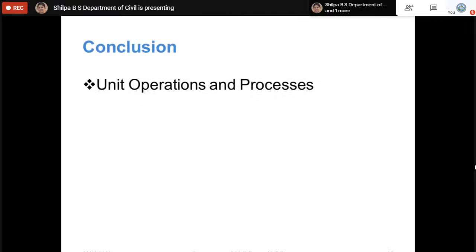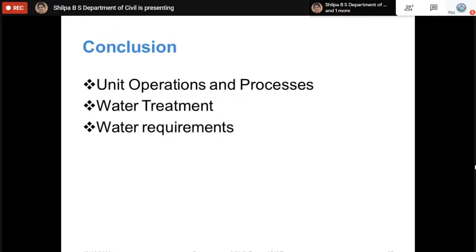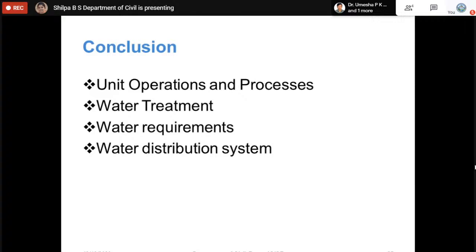Coming to the conclusion, in this particular session we have discussed the unit operations and processes, the water treatment methodologies adopted in conventional treatment plants, and the water requirements for the various designated uses. And also we have discussed the water distribution system.